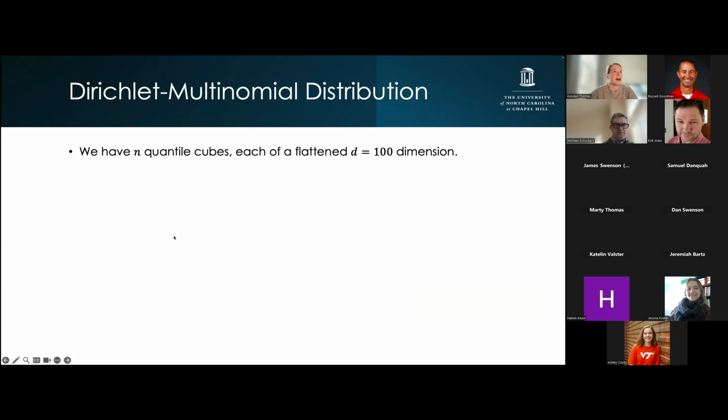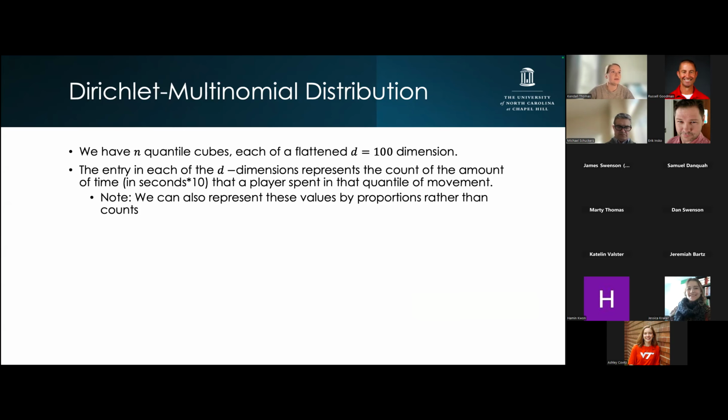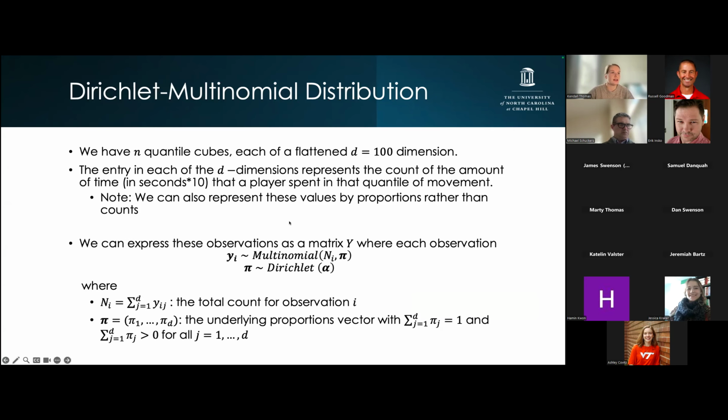And so now you can think we have n quantile cubes, each of a flattened d equals 100 dimensions, because we have a 5 by 5 by 4. And each entry in the d dimensions represents the count or proportion of time that the player spent in that quantile of movement. And so we can actually express these observations using a Dirichlet multinomial distribution.